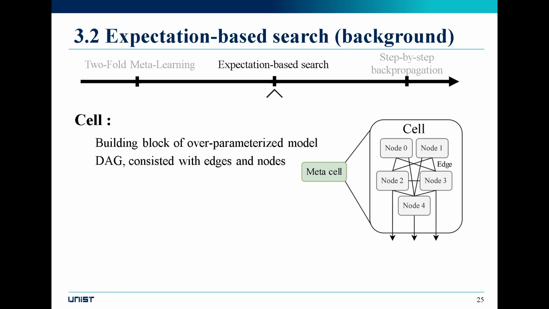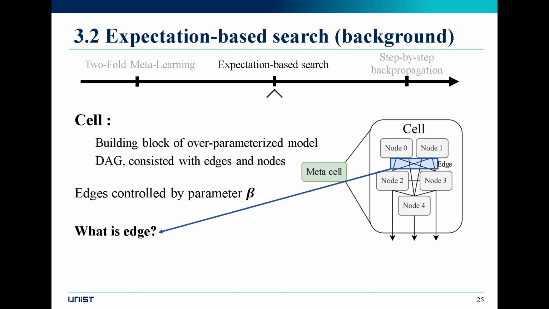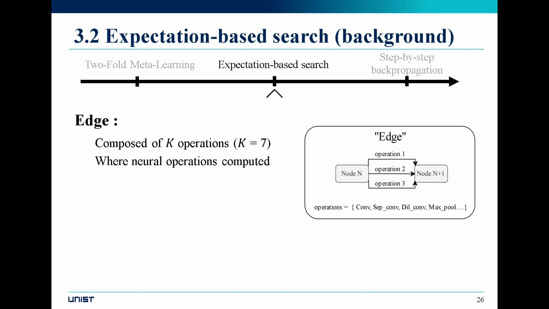Take a look at the figure. Cell is an expression of a directed acyclic graph consisting of edges and nodes. And these edges are controlled by architecture parameter beta. Now, how are these edges composed? These edges are composed of a number of neural operations, and this is the place where operations are actually computed. These operations themselves will be controlled by architecture parameter alpha.